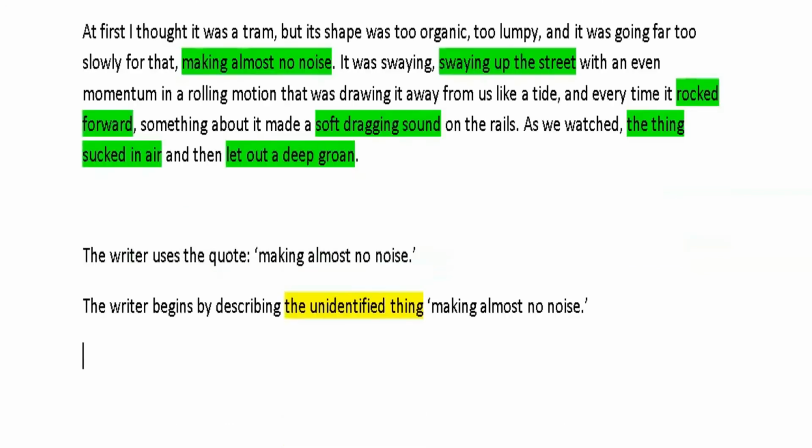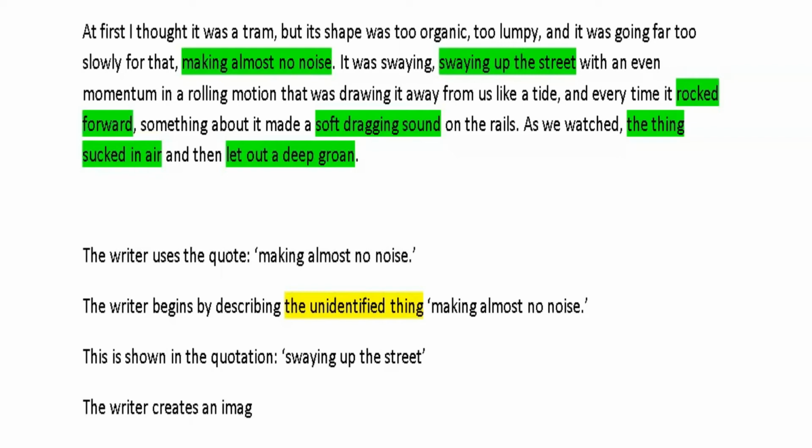Okay, so you also want to avoid anything along the lines of, this is shown in the quotation swaying up the street. Again, you're not embedding the quotation if you do something along these lines. So I might be inclined to put, the writer creates an image of the thing swaying up the street.